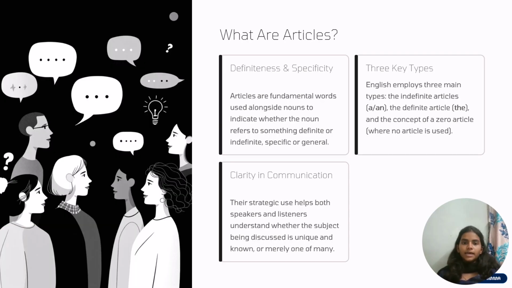What are articles? Definiteness and specificity. Articles are fundamental words used alongside nouns to indicate whether the noun refers to something definite or indefinite, specific or general. English employs three main types: the indefinite articles a or an, the definite article the, and the concept of zero article, where no article is used. Clarity in communication: their strategic use helps both speakers and listeners understand whether the subject being discussed is unique and known or merely one of many.